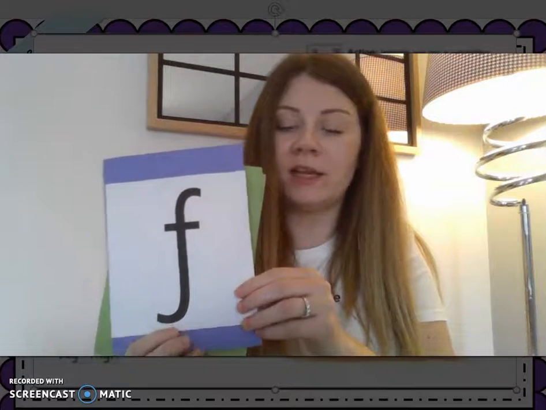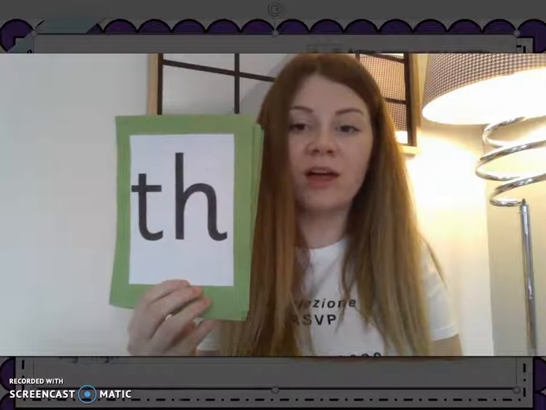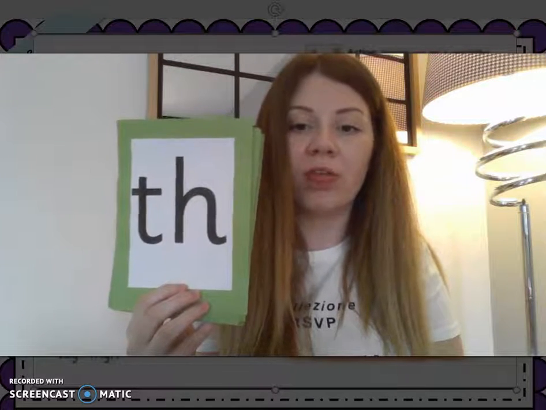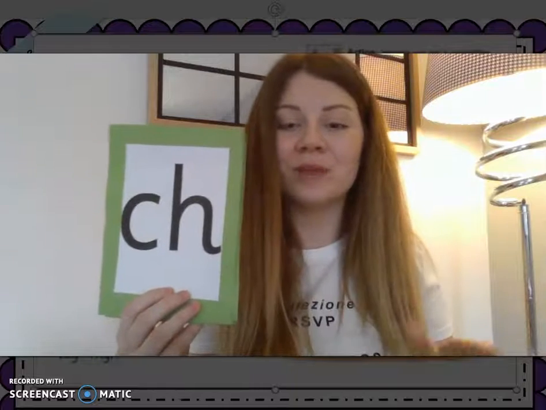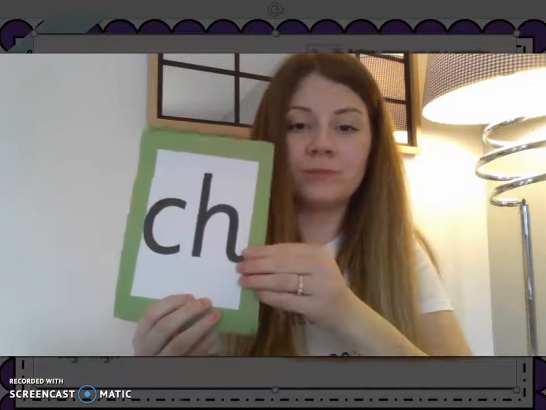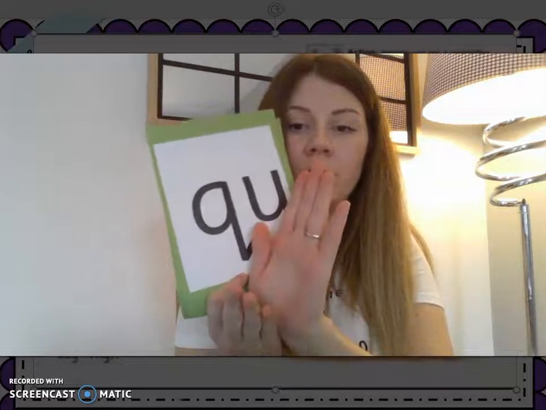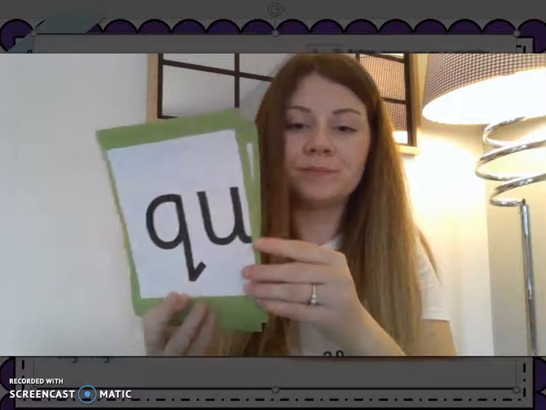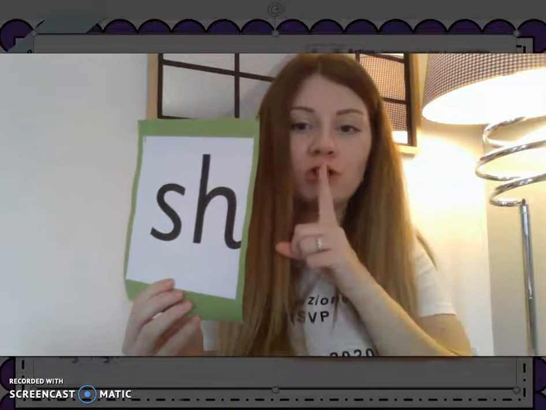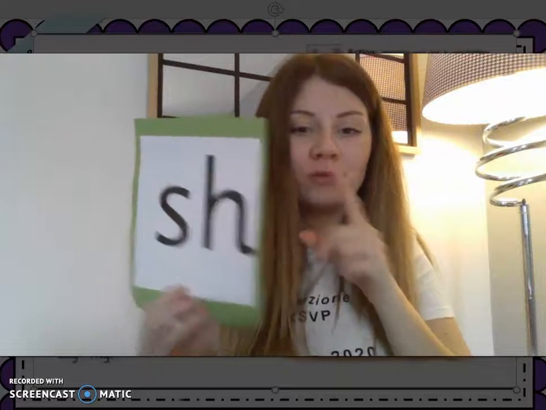Now we're going to slow down a little bit because we've got our digraphs now. Ch, ch, ch. Qua, qua, qua. Sh, sh, sh. Well done.